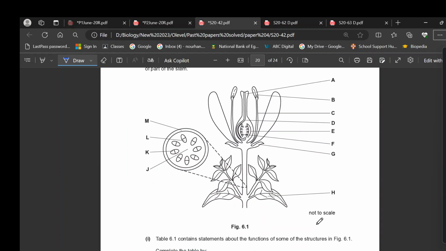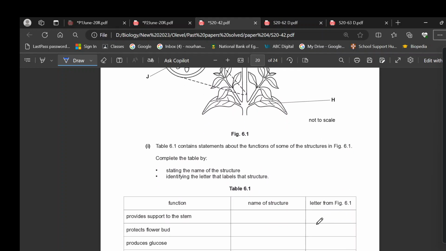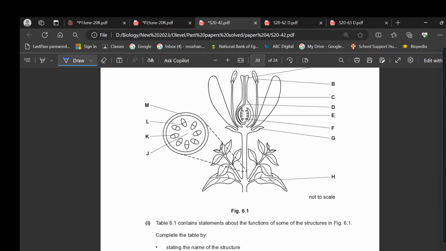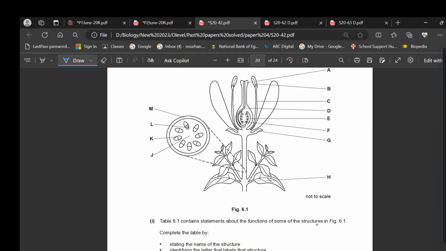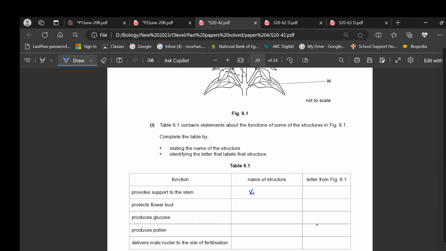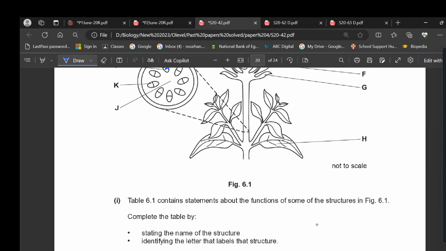The last question here was an easy question. Complete the table. What provides support to the stem? The xylem. Xylem transports and supports. It transports water and supports the plant because it has the lignin. So here we will write xylem and L. Xylem is the inner part of the vascular bundle.